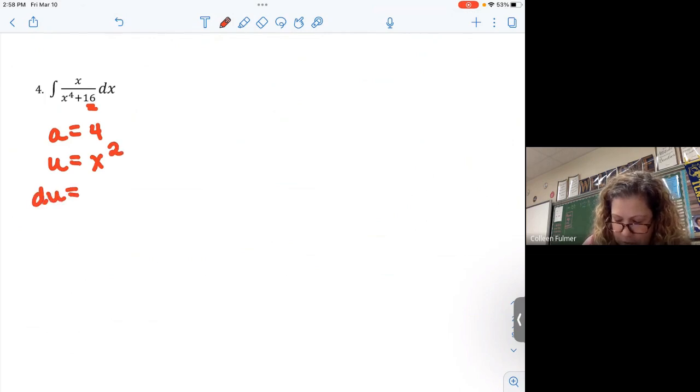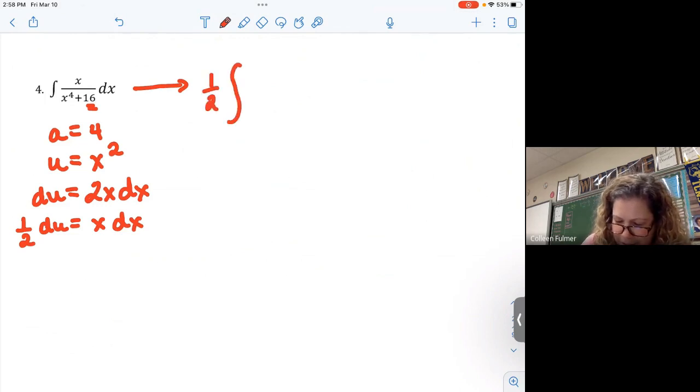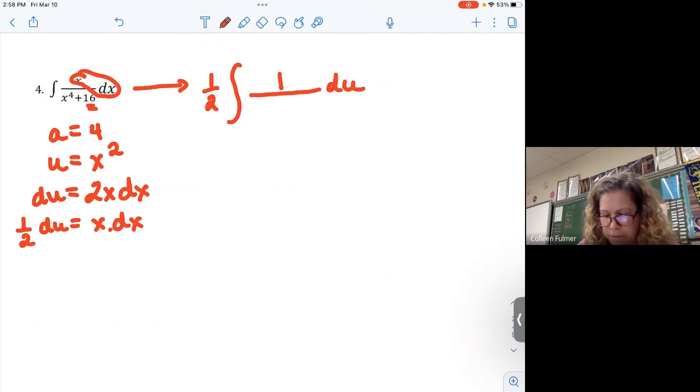And I'm going to take my derivative of u. I'm going to get 2x dx. But I don't have a 2 floating around in the integral, so I'm going to resolve it by multiplying by 1/2. And I get 1/2 du is equal to dx. So now I'm going to rewrite this integral. I'm going to pull my 1/2 out in front from my du. The x dx is getting replaced with the du, so I'm going to put that at the end. I need a placeholder up here for that x. I kind of covered it up there.